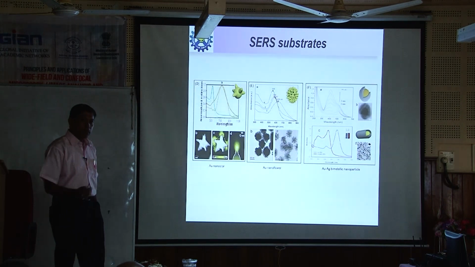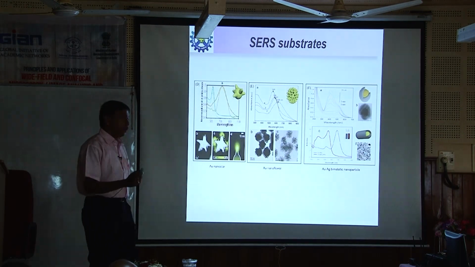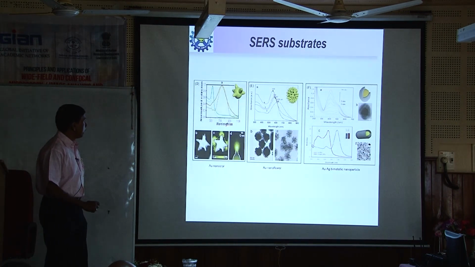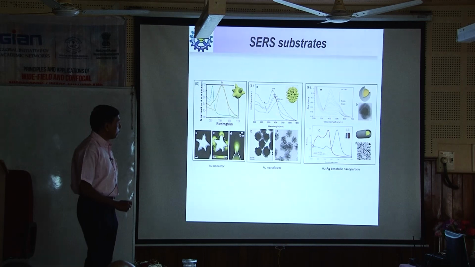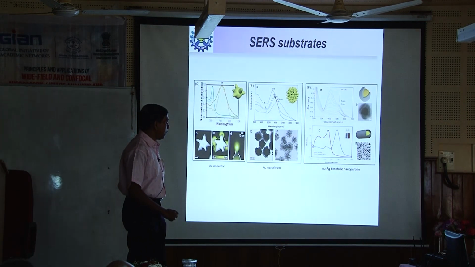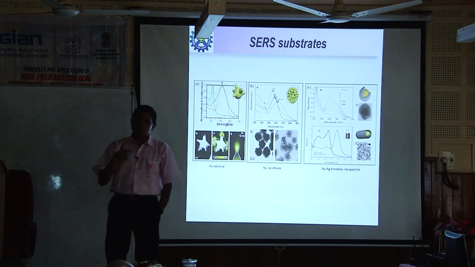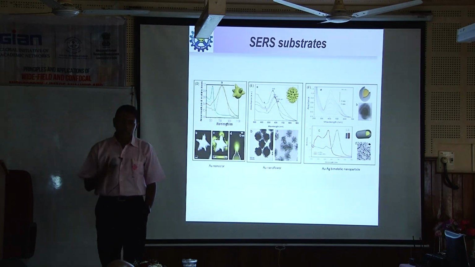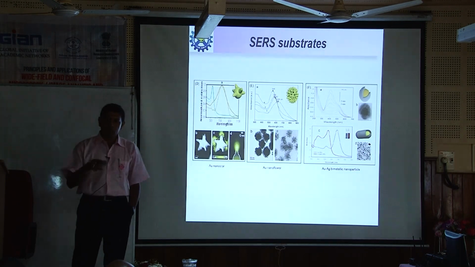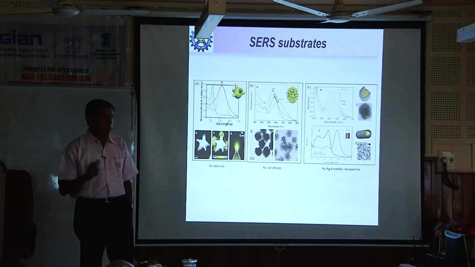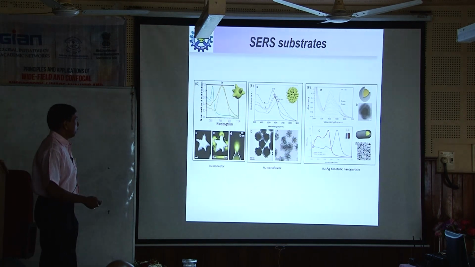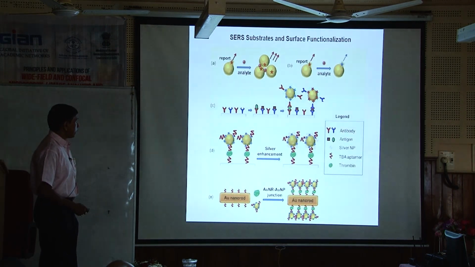Apart from that, nowadays people are using different sizes and shapes, like nanostars, nanoflowers, and also gold and silver bimetallic nanoparticles. Actually, among gold and silver, silver is the much better substrate as per the enhancement. So, people are using gold core silver shell as a Raman substrate. So, these are quite useful substrates people are using.